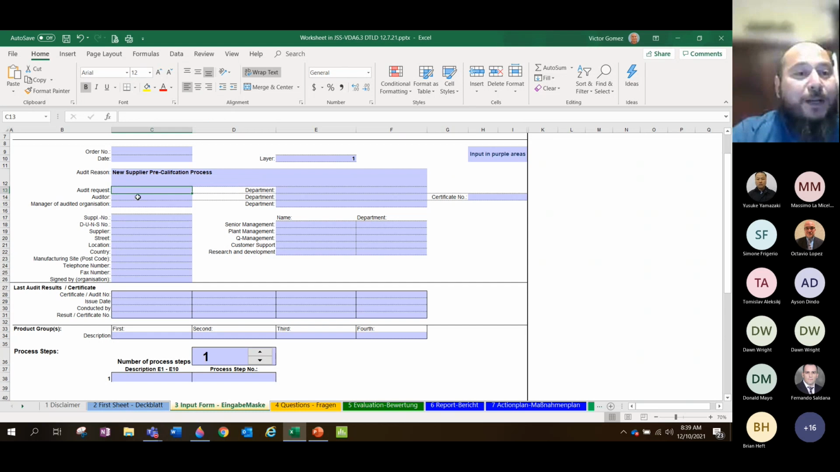If we are 1 or 2 auditors, the departments of the people that are coming from, additional information from the supplier, DUNS number, supplier, location, address, telephone number, fax, and who's going to be signing the audit. And also representatives, main representatives from the supplier that is being audited.